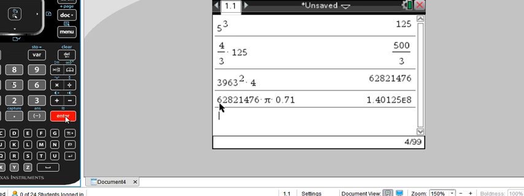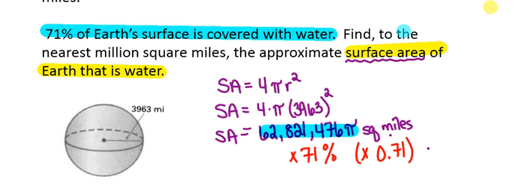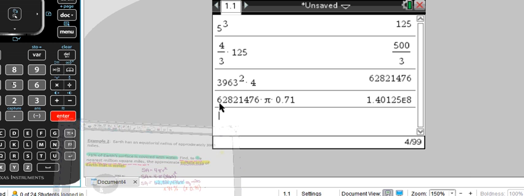Now you might be asking yourself at this point why I multiplied by pi here and I did not in the previous problem. Well, notice here that they're asking us to round our answer to the nearest million square miles. Because we're being asked to give a rounded answer, that's like a warning bell going off to us, telling us that we really do need to enter the pi into our calculator.